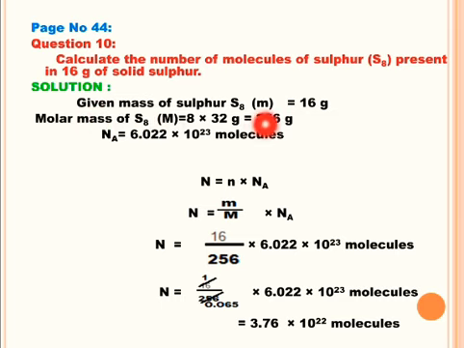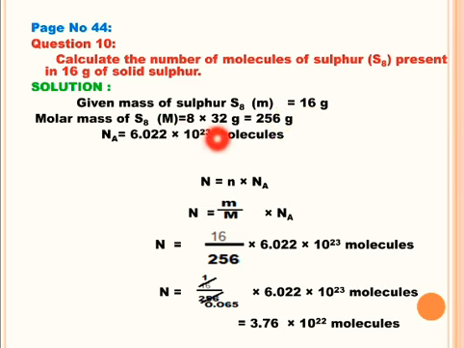And what is the molar mass of sulfur S8? That is capital M. It is 8 multiplied by 32 grams. 8 means this sulfur molecule contains 8 atoms of sulfur, and it is multiplied with its atomic mass, that is 32 grams. Atomic mass of sulfur is 32. So 8 multiplied by 32 gives the molar mass of sulfur S8 as 256 grams. So given mass of sulfur S8, that is small m, is 16 grams, and molar mass of sulfur S8, that is capital M, is 256 grams.